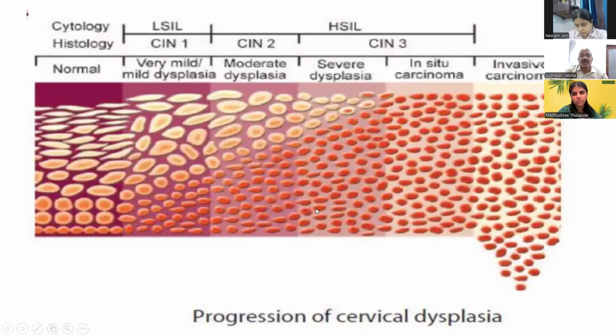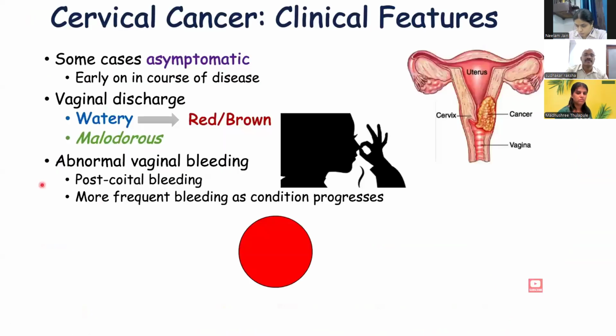CIN 1, 2, and 3. 1 means the abnormal cells are confined to the lower one third. If the abnormal cells are confined to the lower two thirds, then it is CIN2. If the abnormal cells are extending to the surface, then it is CIN3. CIN3 and carcinoma in situ are almost the same. Invasive carcinoma means there is a breach in the basement membrane and the tumor cells are infiltrating or invading beyond the basement membrane. That is called invasive carcinoma.